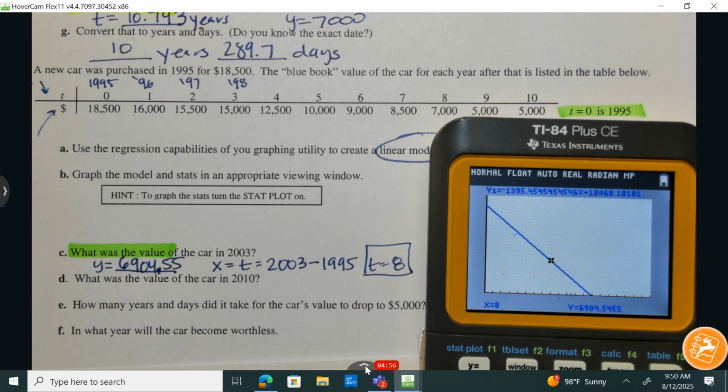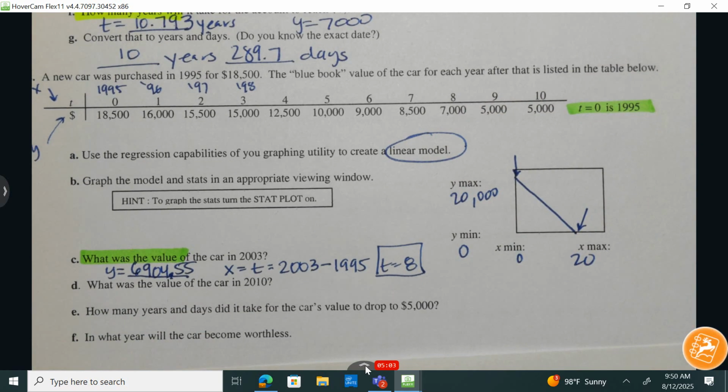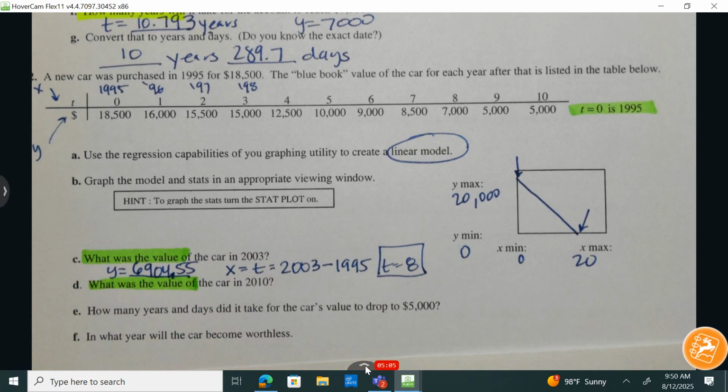$6,904.55. Got it. How many of you had the exact same value? Thumbs up. Okay, let's do the next one. Highlight, please. What is the value?